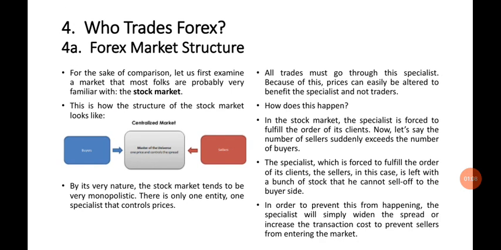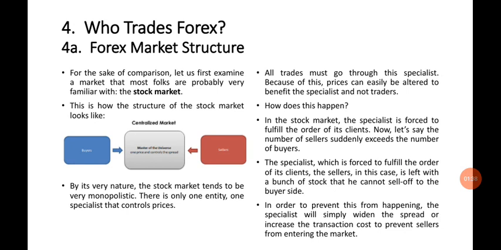By its very nature, the stock market tends to be very monopolistic. There is only one entity, one specialist, that controls prices. All traders must go through this specialist. Because of this, prices can easily be altered to benefit the specialist and not the traders. How does this happen? In the stock market, the specialist is forced to fulfill the orders of his clients.